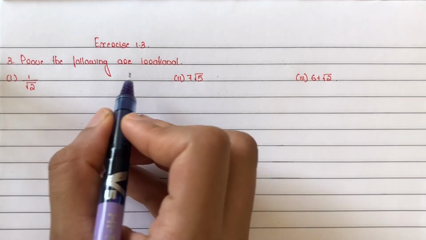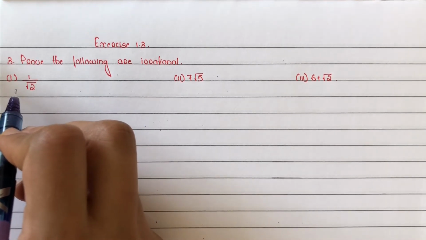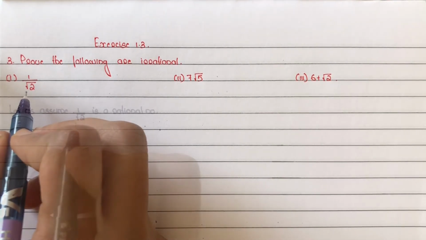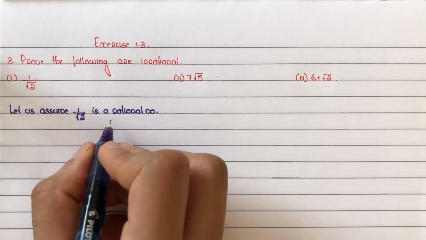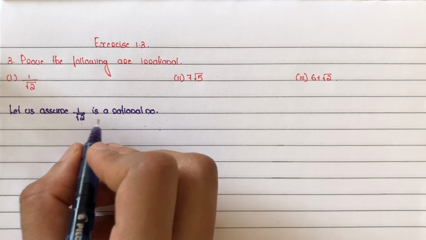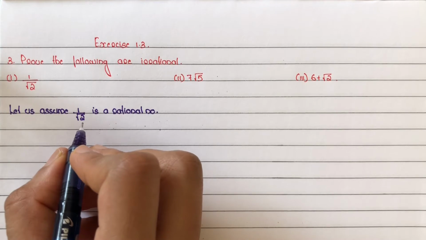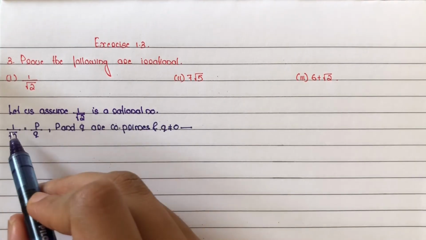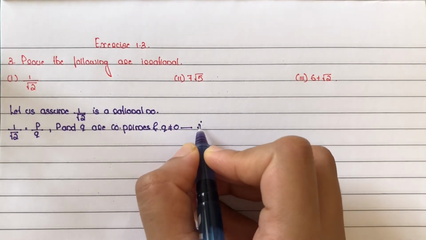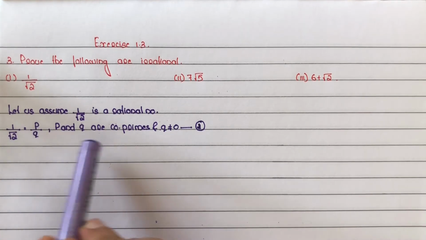Prove that 1 by root 2 is irrational. First step, assume the opposite: let us assume 1 by root 2 is a rational number. Second step, we know that a rational number can be expressed in the form p by q, where p and q are coprimes and the denominator q is not equal to 0. So 1 by root 2 equals p by q. Mark this as equation number 1. The first step of the contradiction method is complete.